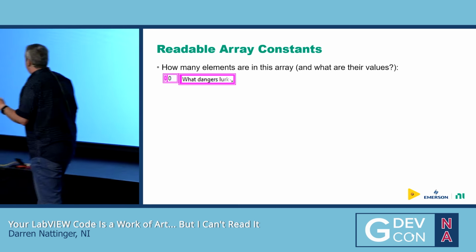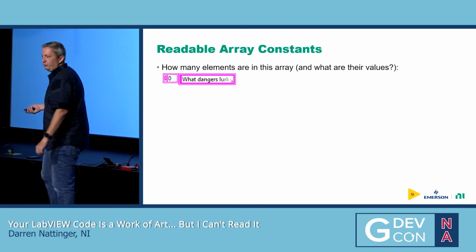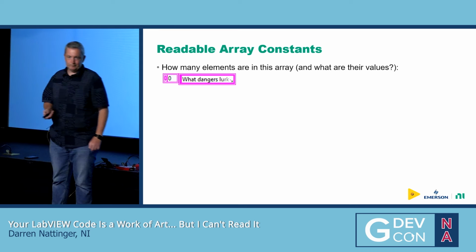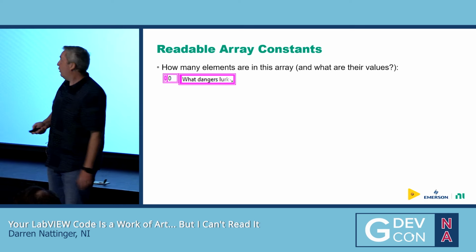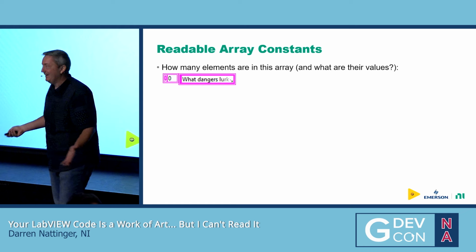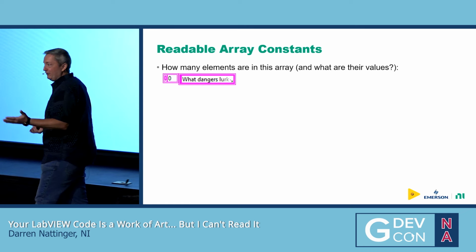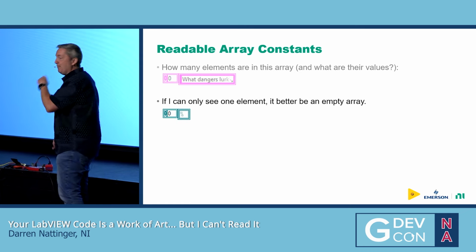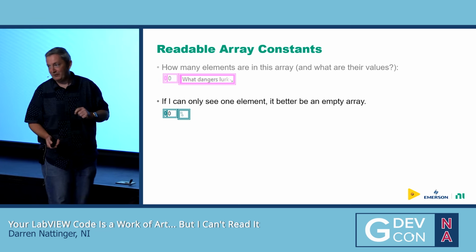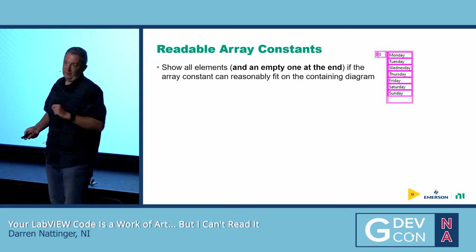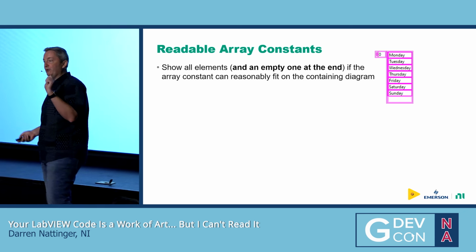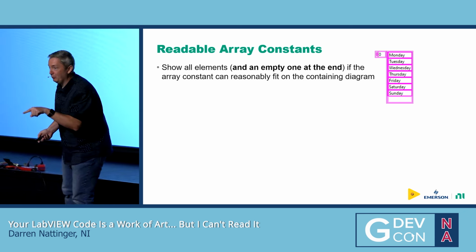All right, readable array constants. How many elements are in that array that I'm showing right there? 417. Alan is correct, it's 417. Good guess. No, we have no way of knowing how many are in there. If you have an array constant on your block diagram that I'm looking at, it better be empty if it's only showing 1 element. All right? Otherwise, I want to see everything. So grow that array constant, show me that empty one at the end.